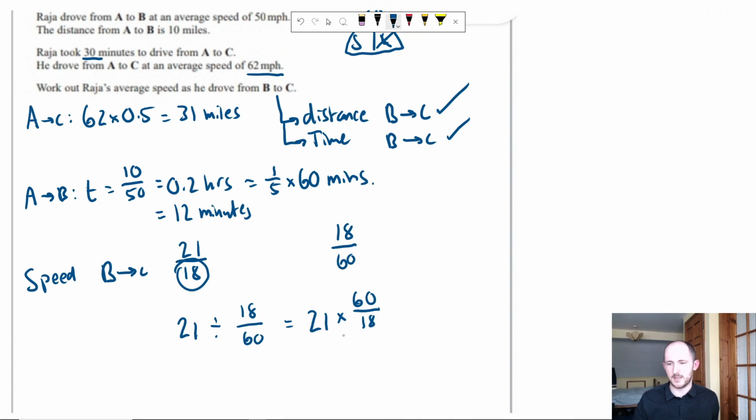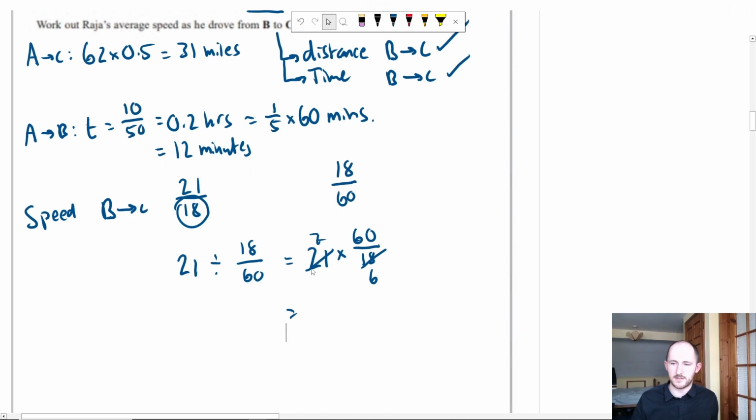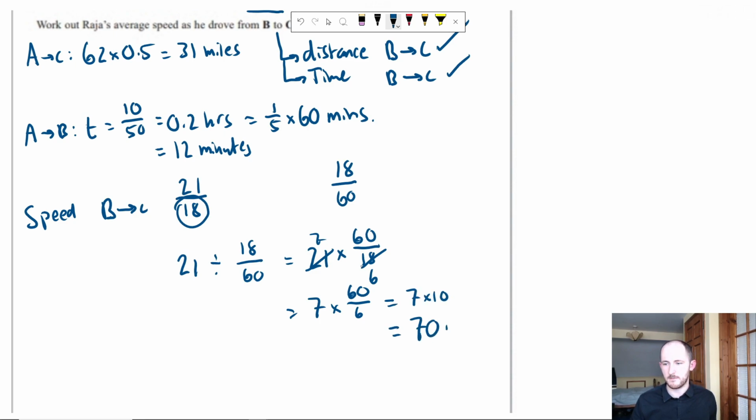But what I was going to say is you can cancel this down, so you can divide this one. Yeah, so you can make that 7 and make that 6. Oh, never mind, it is a whole number. I'm an idiot, never mind. So what I've done here is I've divided this by 3 and this by 3, because I'm basically cross-cancelling. So now I have 7 times 60 over 6, which is 7 times 10, which is 70 miles per hour.